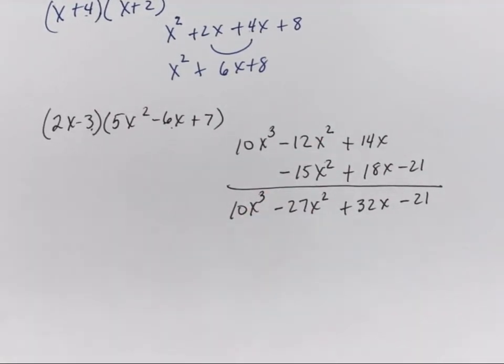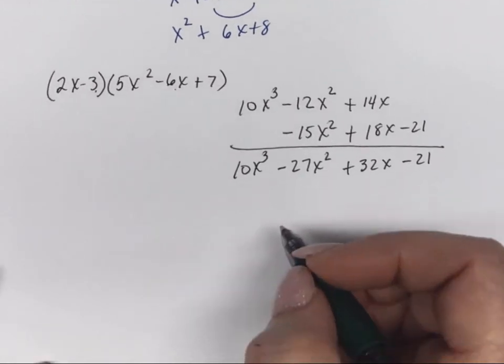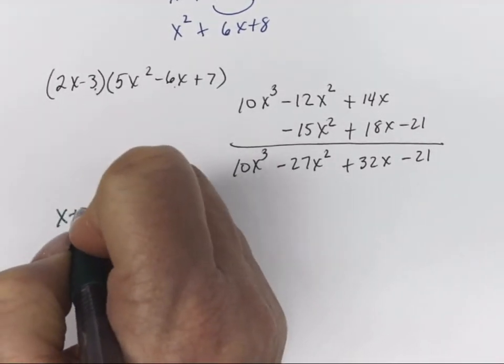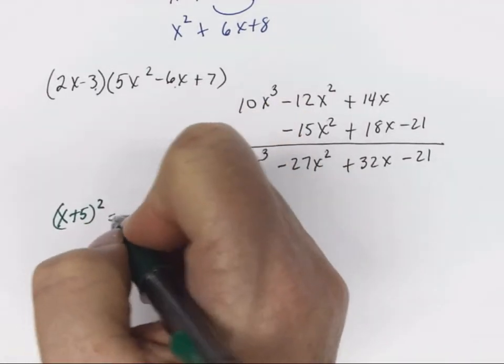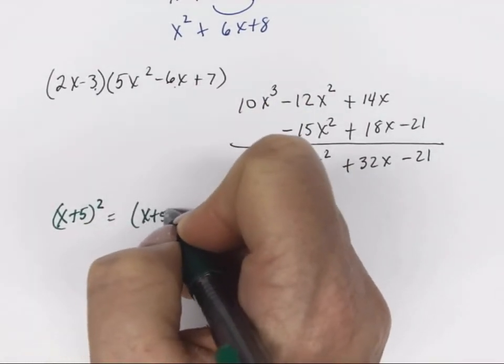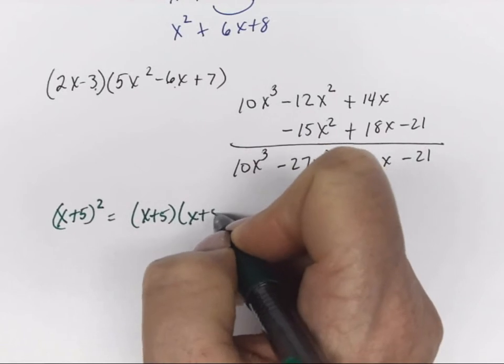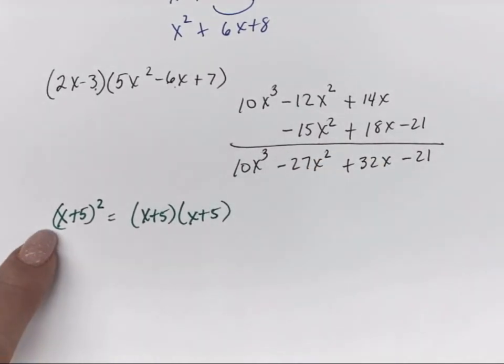All right, let's look at another problem. So if we have x plus 5 squared, we need to understand that is the same thing as x plus 5 times x plus 5. It's not just x squared and 5 squared. It's actually the whole thing.